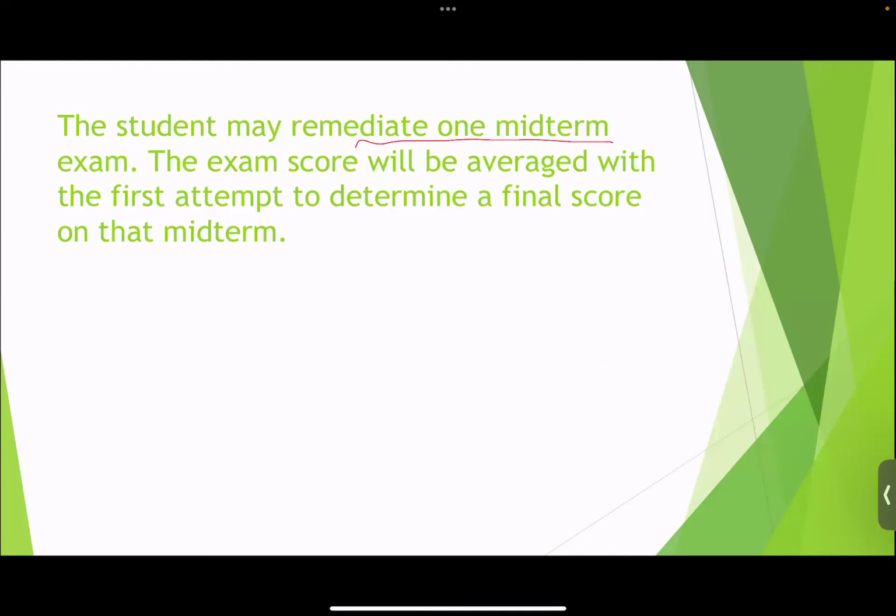The student may remediate one midterm exam. The exam score will be averaged. No, we don't average. We take your best score.